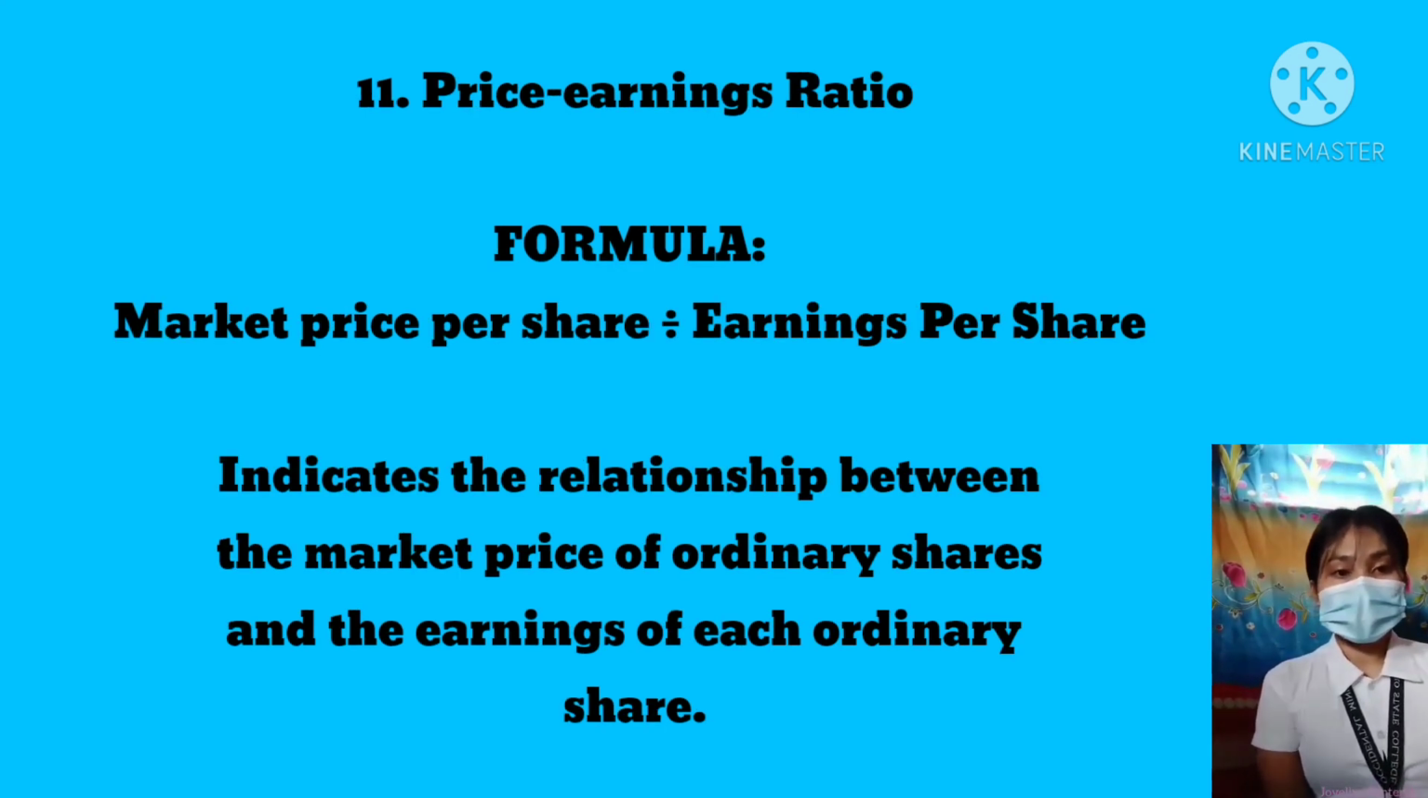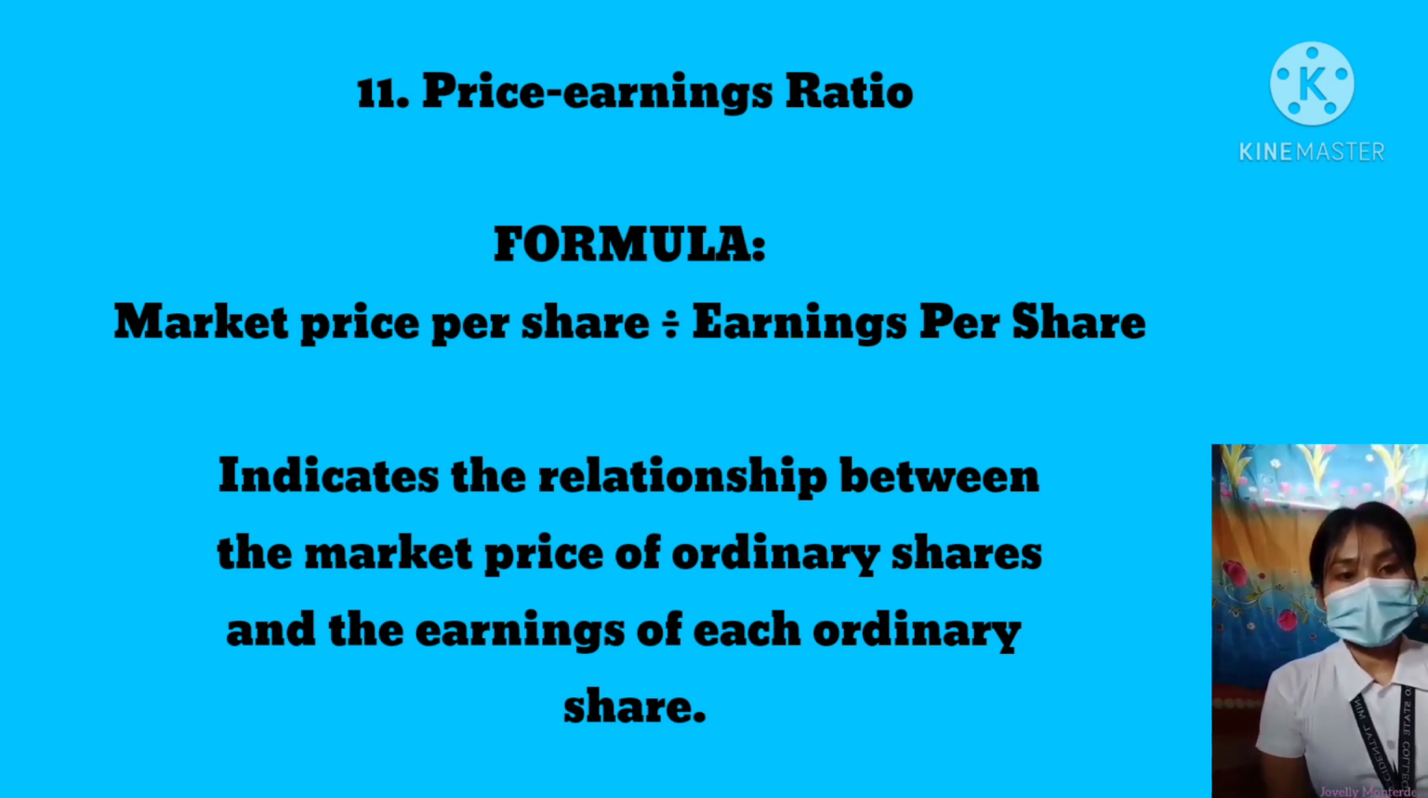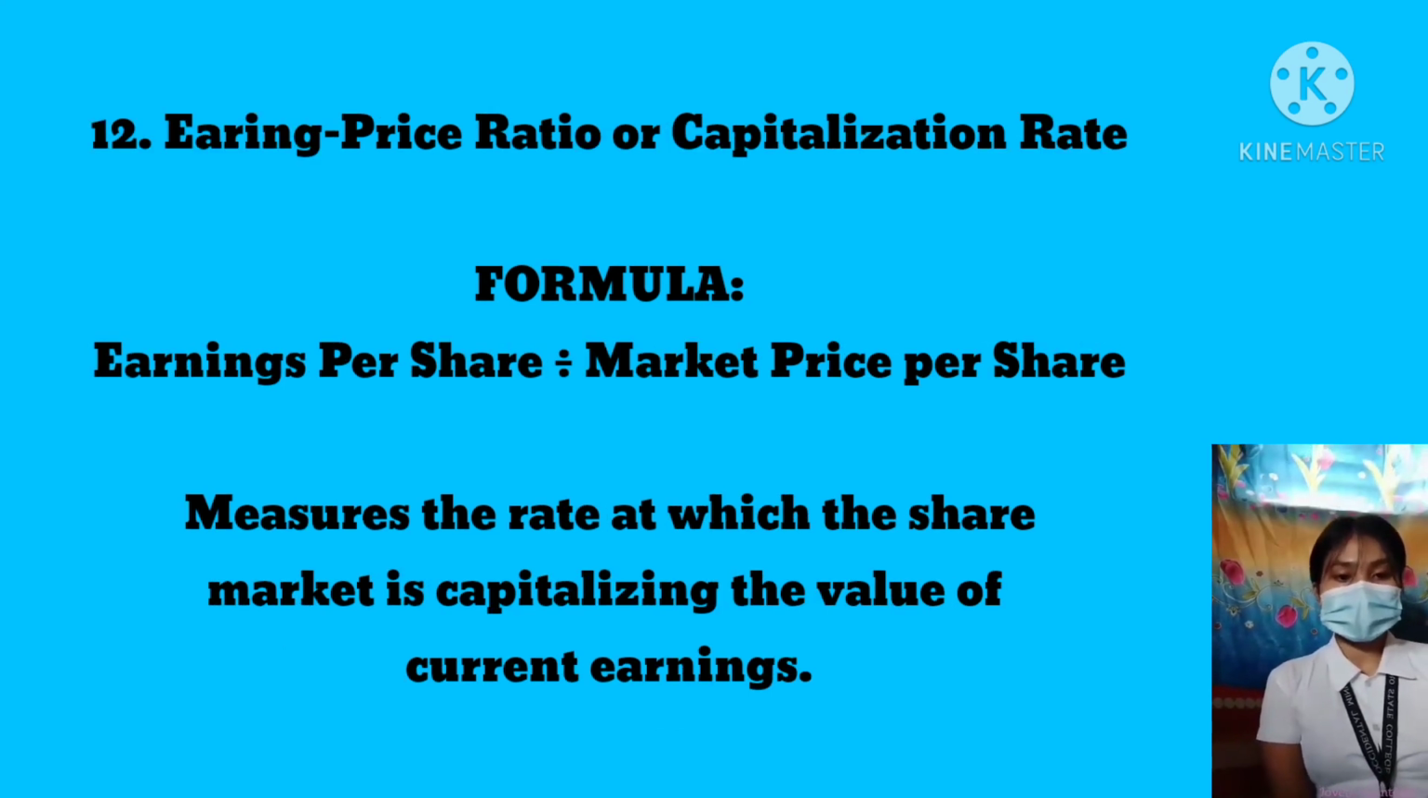Number 11 is price earnings ratio. The formula is market price per share divided by earnings per share. It indicates the relationship between the market price of ordinary shares and the earnings of each ordinary share.